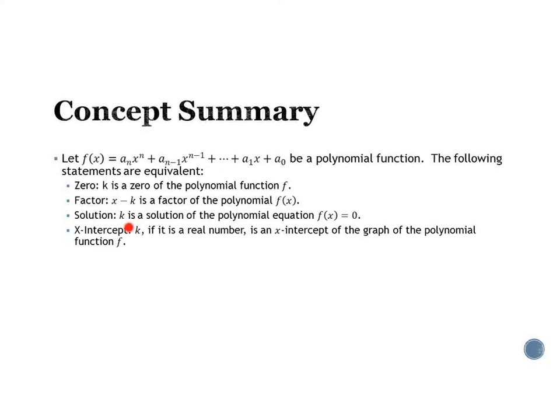They mean the same thing. So k is also a solution when we set our polynomial equal to 0. And if k is a 0, then it's going to be an x-intercept. So these all mean the same thing. If I have a solution or a root or a 0, then it's an x-intercept, and it also relates back to a factor.